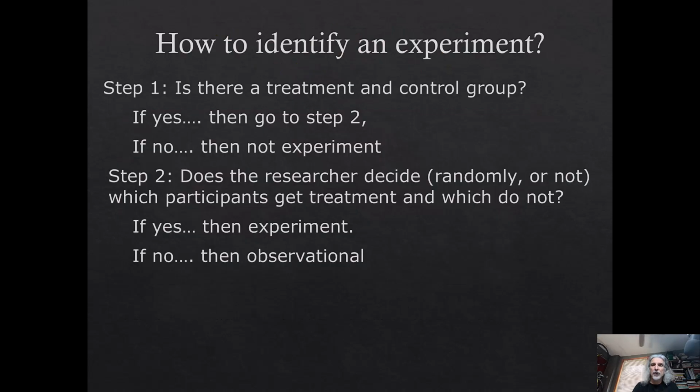How do I define an experiment? Step 1, is there a treatment and control group? If yes, then go to step 2. If no, then not an experiment, you're done. Step 2, does the researcher decide which participants get treatment and which do not? If yes, then experiment. If no, then observational. Okay, then not experiment.